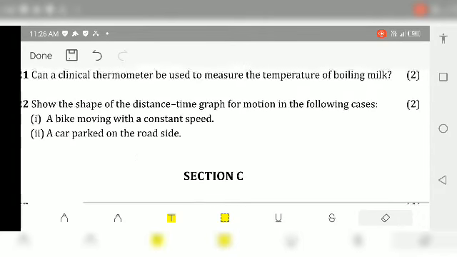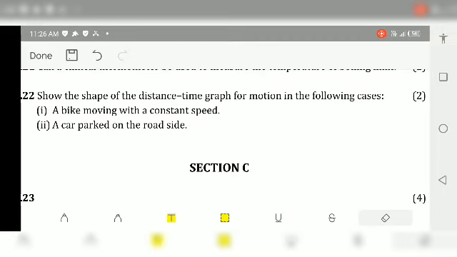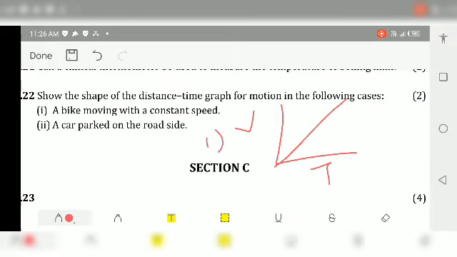Next, show the shape of the distance-time graph for motion in the following cases: a bike moving with a constant speed, and a car parked on the roadside. For the first one, the bike, we draw it like this, and this is time, and this is velocity. This is the first answer. For the second answer, we draw the car parking like this, and this is our time, and this is the distance it travels. This is distance.